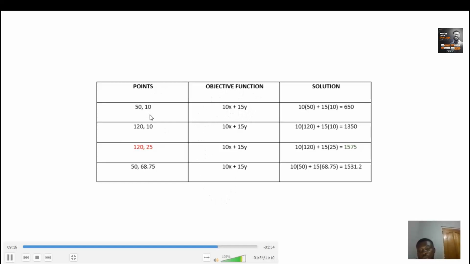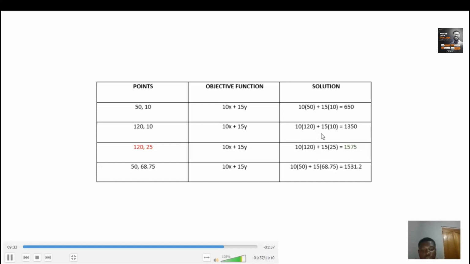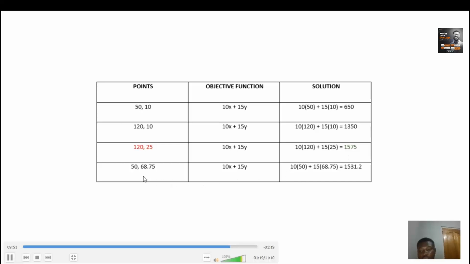So what we are supposed to do is we insert the points into the objective function, and with the first point we end up getting 650. Now it's a positive result. It means profit because it's not negative. Then 120 and 10, we are getting 1350. It's also a positive result. Then 120 and 25, after inserting it into the objective function, we are getting 1575. That is also a positive result.